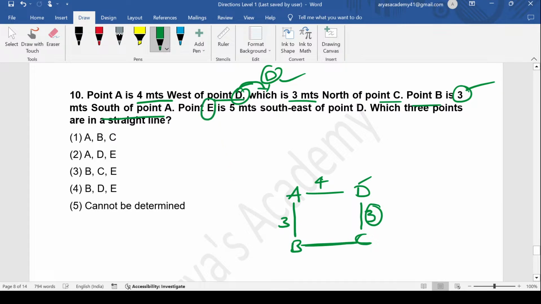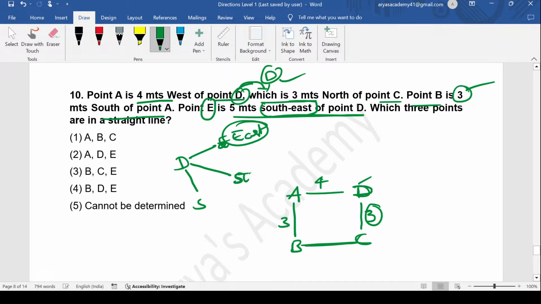Okay. And point E is 5 meters southeast of point D. See, D is here. So suppose D is here. This is south and this is east. But they have used the word southeast. And they have clearly mentioned from D southeast, which means between south and east, there is a point named E. So from D southeast there is another point E.